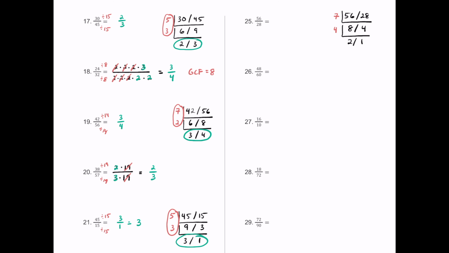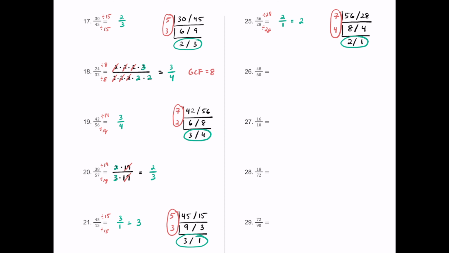So it looks like this actually simplifies down to a whole number. So 7 times 4 is 28, so that's the GCF. Makes sense because 28 times 2 is 56. And this is what we're left with. We're left with 2 over 1 because 56 is double of 28. And you can also write that's equal to 2 if you'd like.